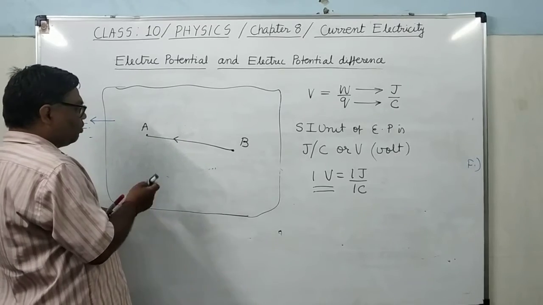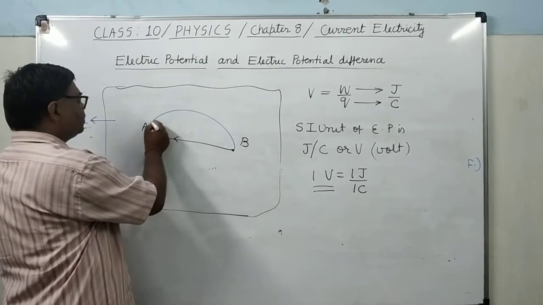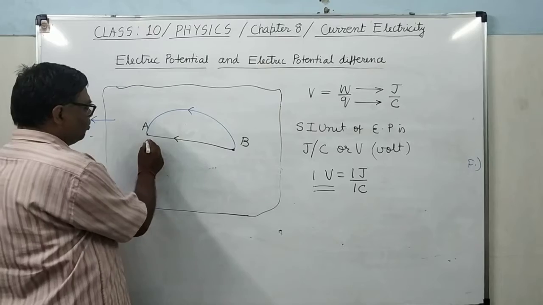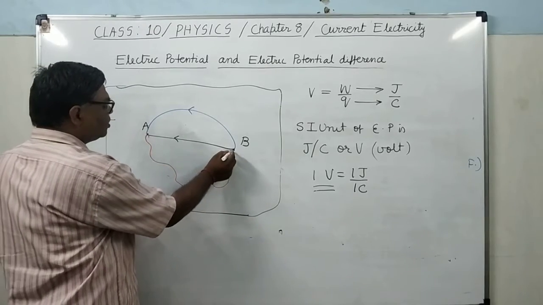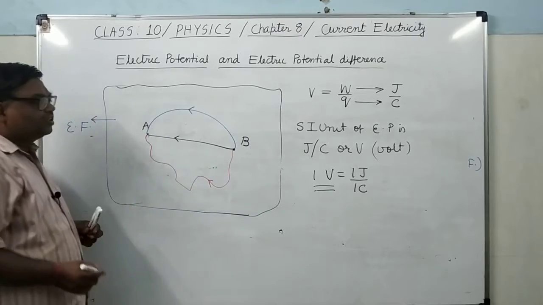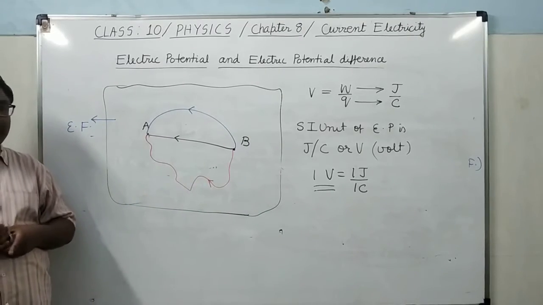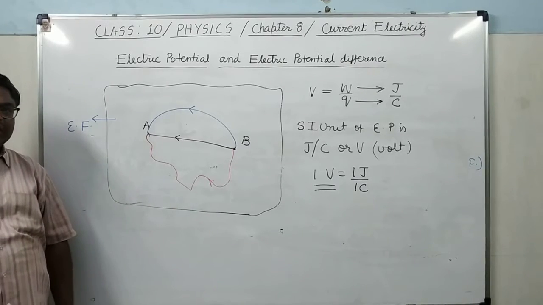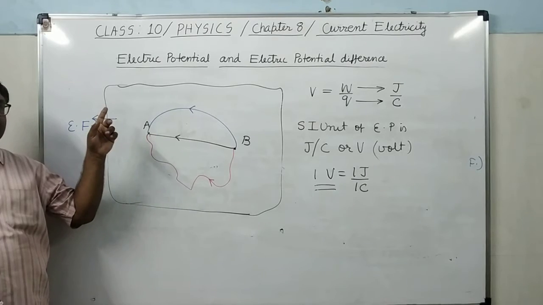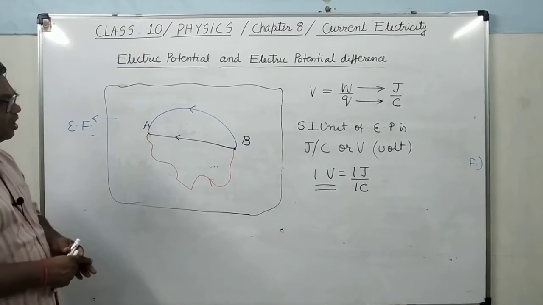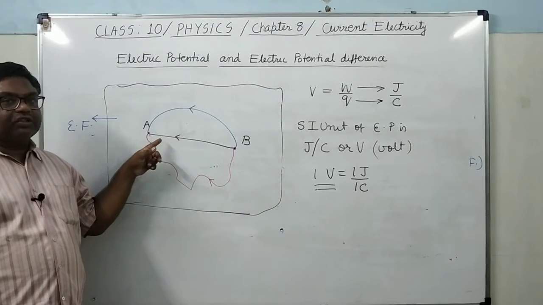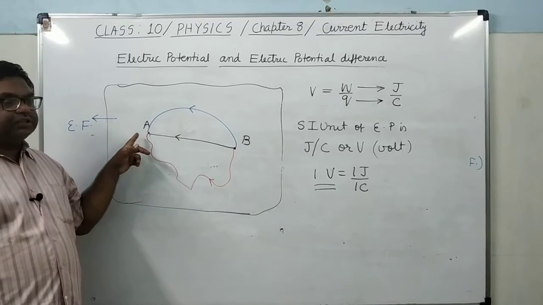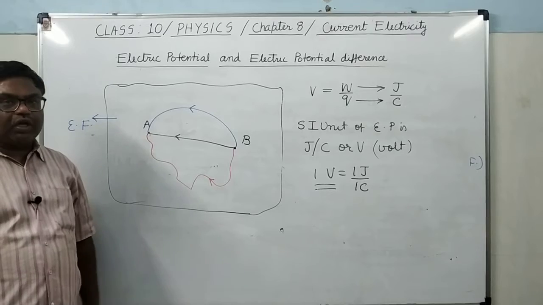In every case there will be the same amount of work done when the charge Q is brought from B to A, through any way you can bring. It's clear? Charge Q is brought from point B to point A through any path, and in every path there will be the same amount of work done. It's clear? So, what is electric potential difference? It is the work done in carrying unit positive charge, 1 coulomb charge, from one point to the other.